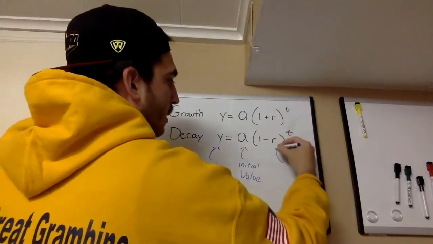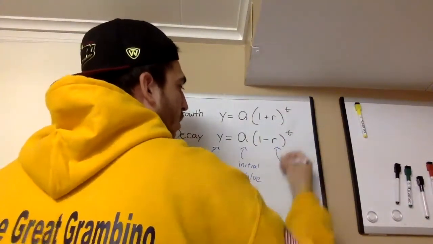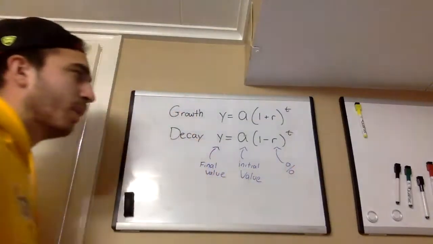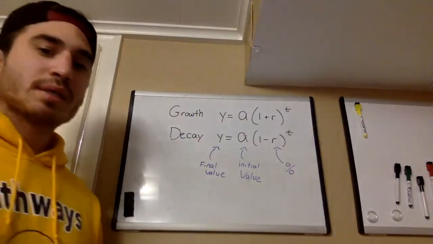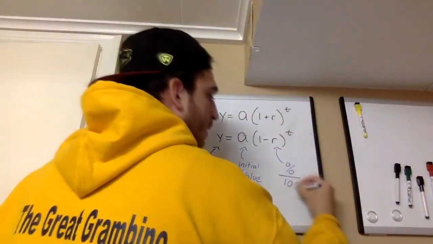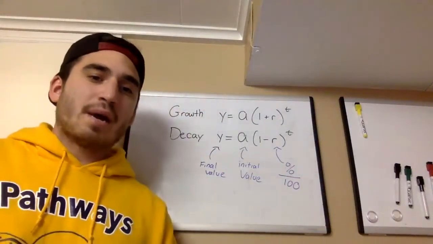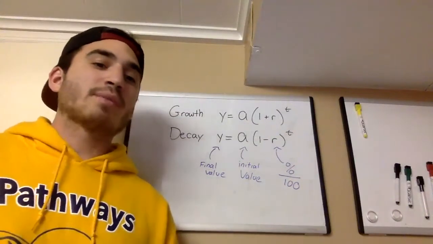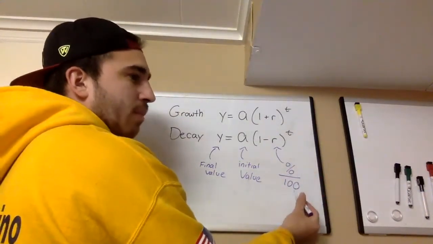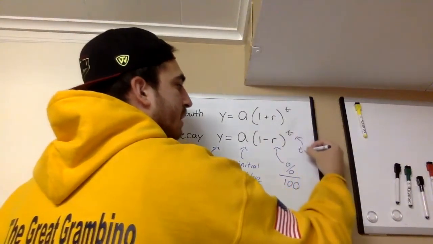Your r is your percent. But when you take your percent, you must divide it by 100. And then that will give you your ratio. Remember, it cannot be in percent form. It must be in decimal form. So you take the percent they give you in the problem and you divide it by 100. And lastly, this is going to be time.